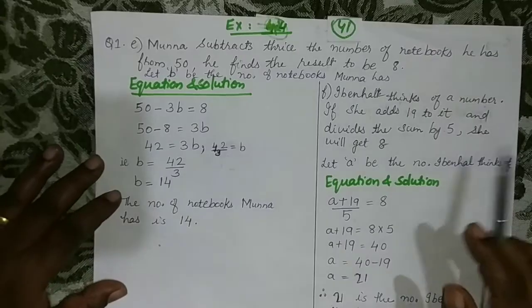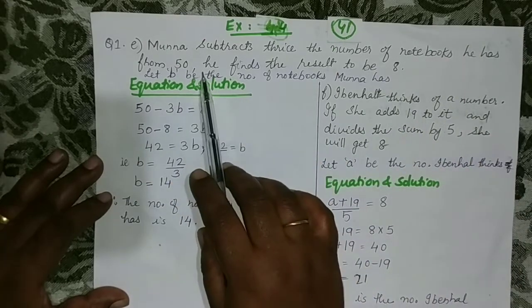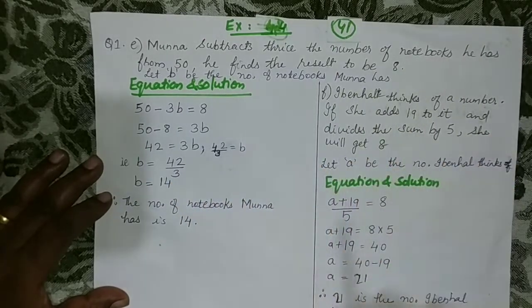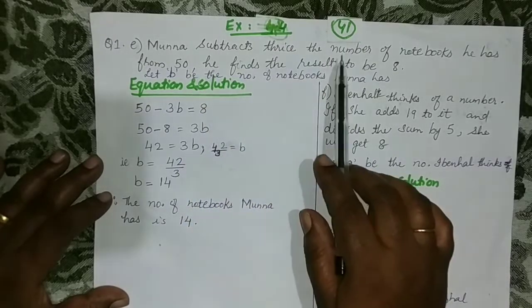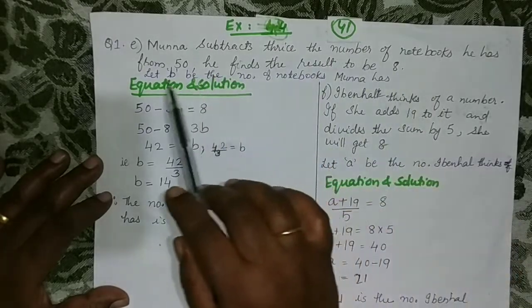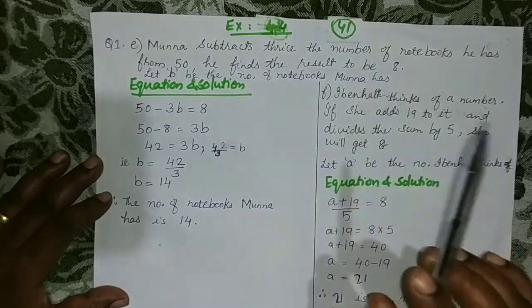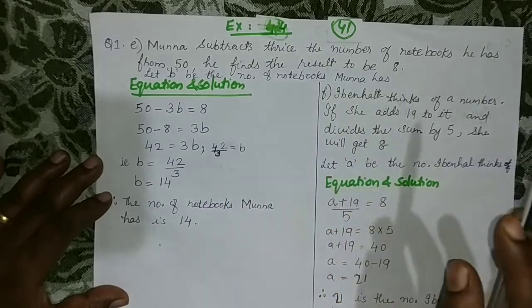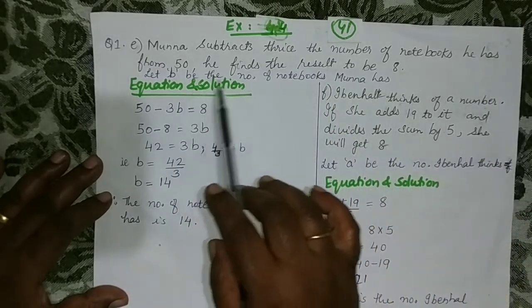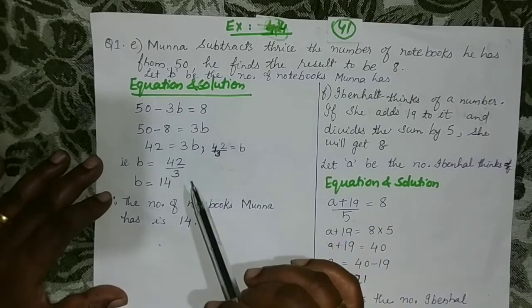13. E. Munna subtracts thrice the number of notebooks he has from 50. He finds the result to be 8. That is our question. What is given? Munna is subtracting thrice the number of notebooks he has from 50 and the result is 8. Okay. We are assuming B be the number of notebooks Munna has. So equation and solution now we have to do. Okay.